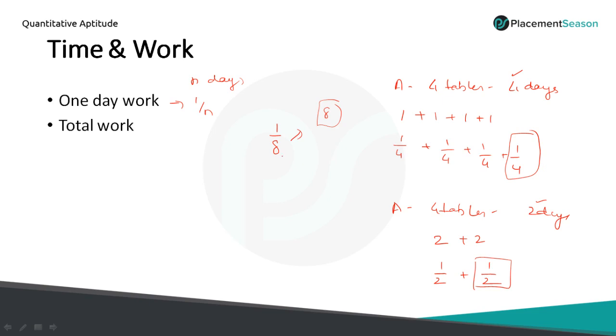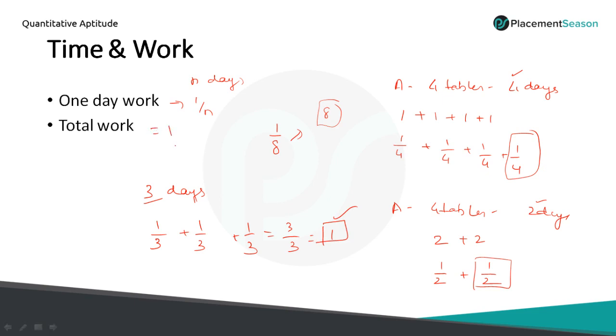Now, assume another example. A person can complete a work in 3 days. So we know that his one day work is 1/3. Second day he will complete another 1/3, and third day he will complete another 1/3. So the total, he will complete the work in 3 days. So I am writing 1/3 for 3 days. If you add, you will get 3/3, and it is equal to 1. So it means if you reach 1, the work has completed. So total work is equal to 1.